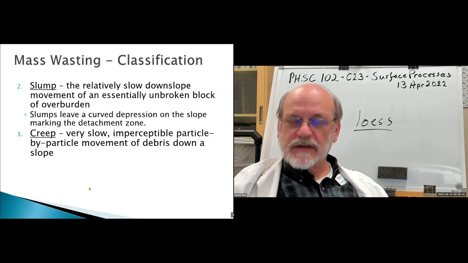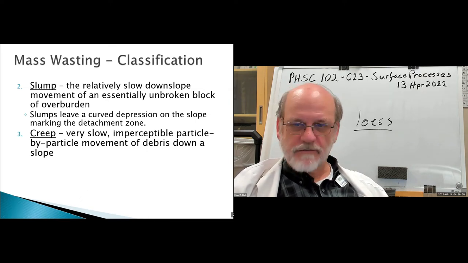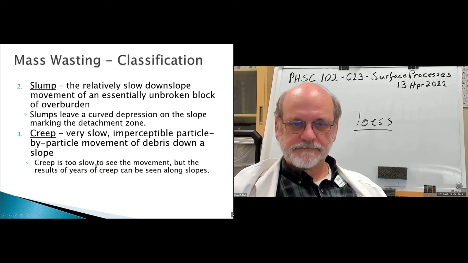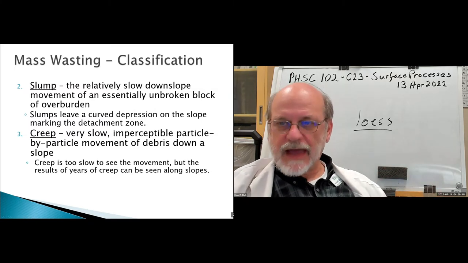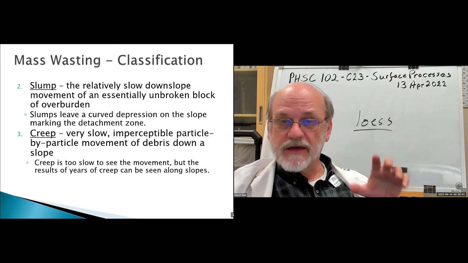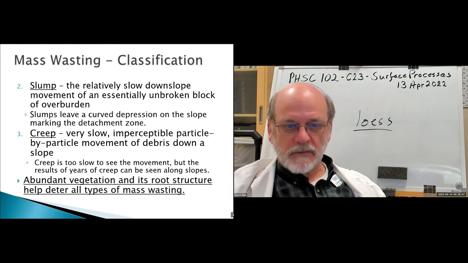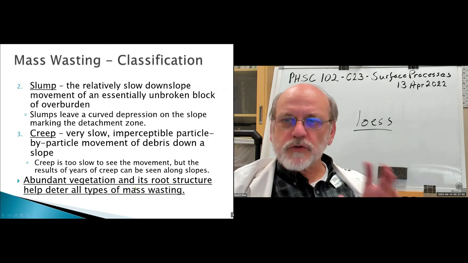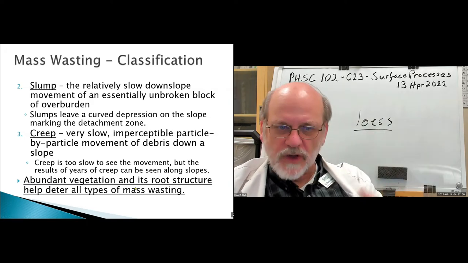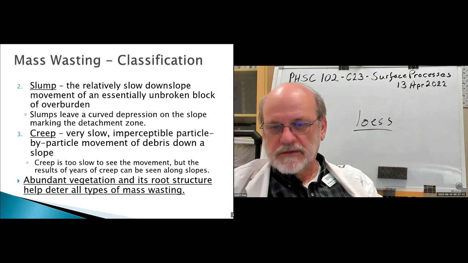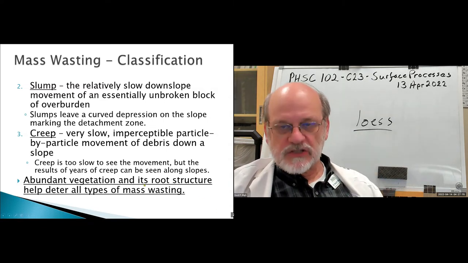Even slower than that is a creep. It's very slow, almost imperceptible. Over years, you can see the creep occur. And it's often evidenced by the way the plants respond to it. I've got a slide here to show you in a minute. If you've got lots of vegetation, lots of root structure built up in the soil, then slump and creep are less likely to occur. It's a stabilizing influence when you have vegetation.